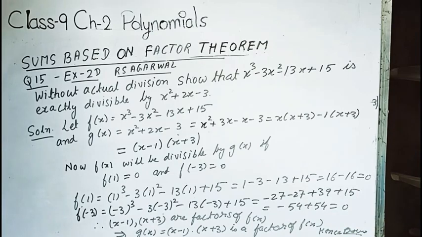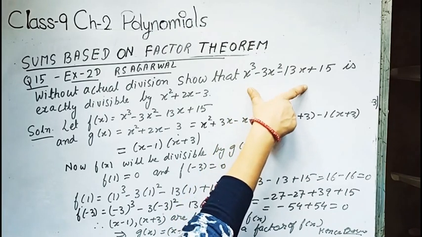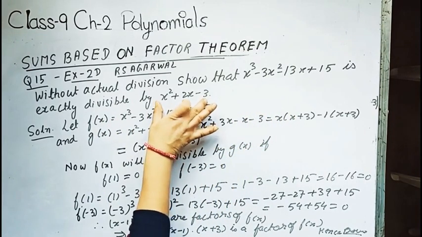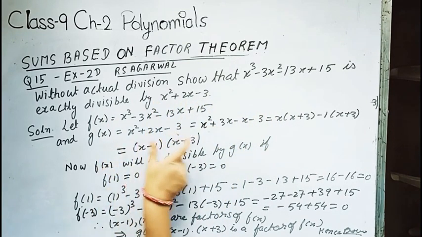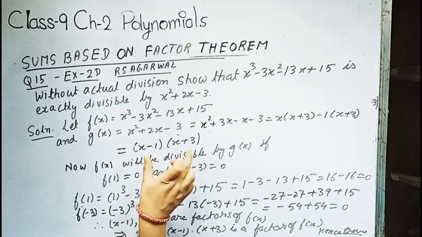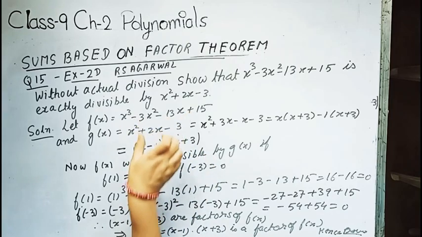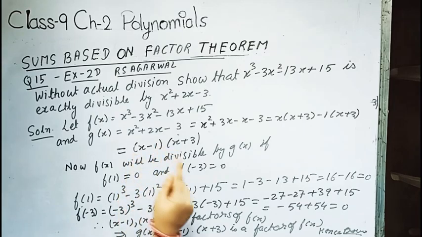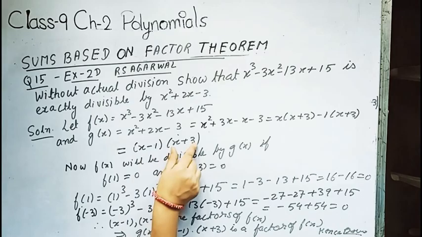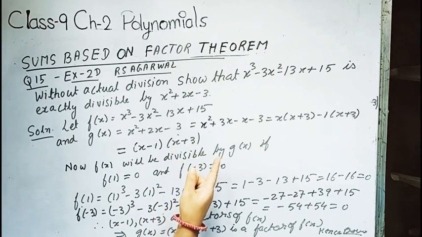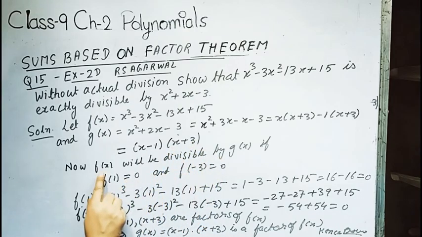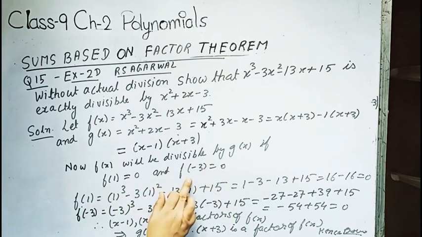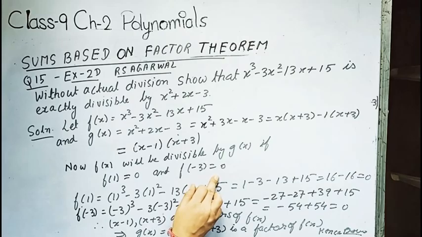So what we have done, children, over here the given cubic polynomial, I have to prove that this cubic polynomial is divisible by the quadratic polynomial. First split this quadratic polynomial in terms of its factors. Now in order that f(x) is divisible by g(x), we will prove that x minus 1 when equated to 0 will give x equals 1 and x plus 3 when equated to 0 will give x equal to minus 3. So we will be proving that f(x) is divisible by g(x) only if f(1) equals 0 and f of minus 3 equals 0.